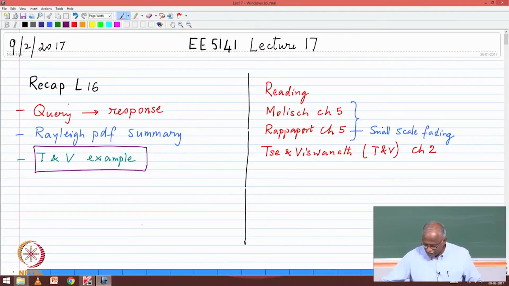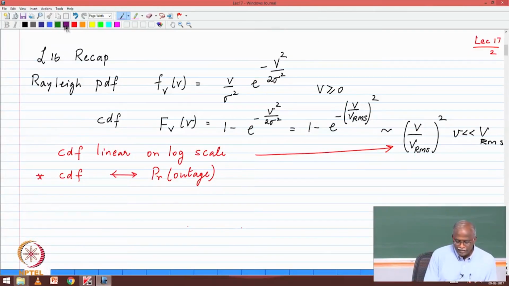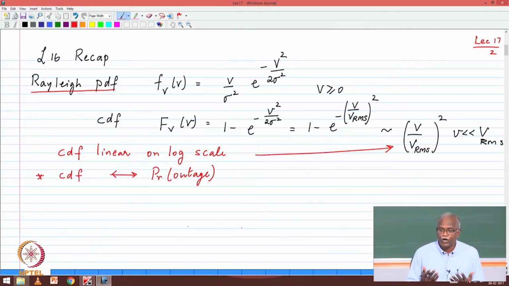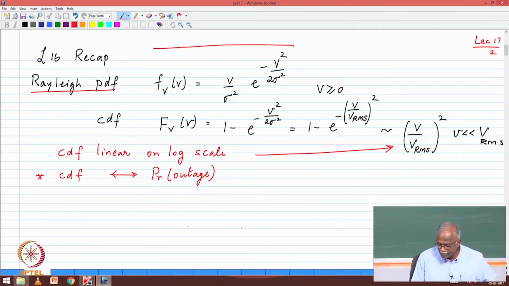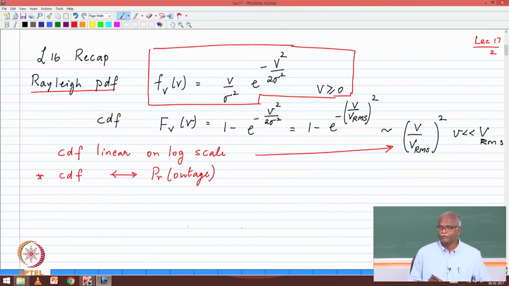So let's begin with a quick summary of what we have been discussing in the last class. We have been looking at the Rayleigh PDF. We spent quite a bit of time understanding the Rayleigh PDF and its properties. The reason is that it is one of the most commonly occurring channel types that we will encounter in non-line of sight wireless communications. We have the probability distribution function, and we have also looked at the cumulative distribution function. Both of them give you very useful information, particularly from the point of view of understanding outage.